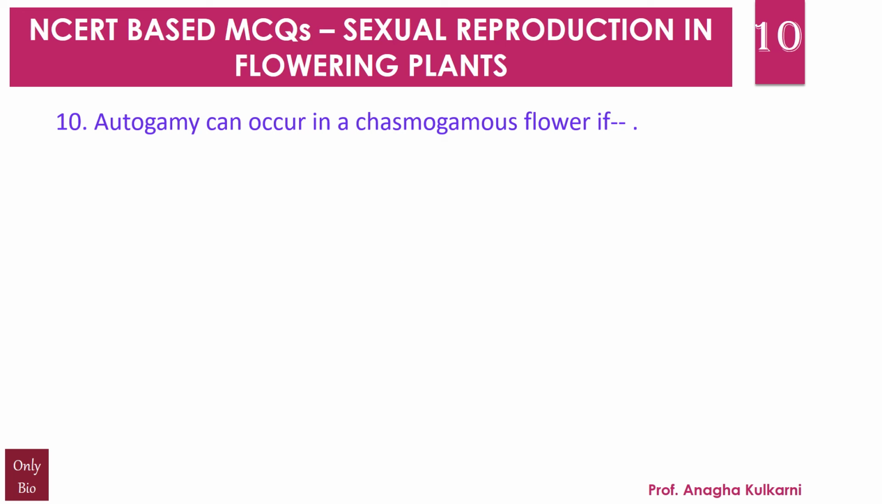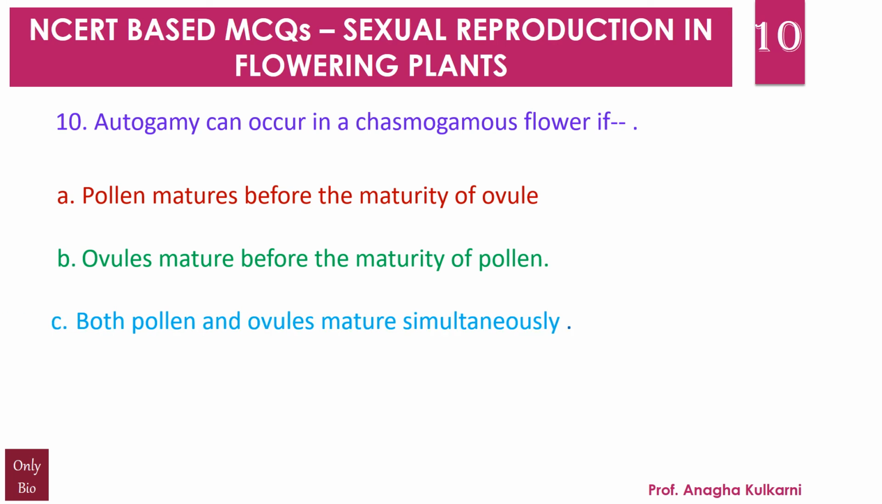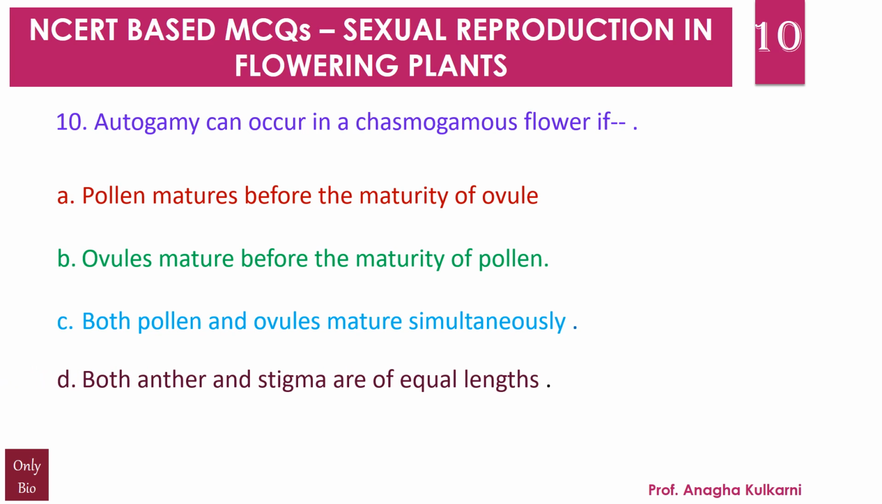Question number 10. Autogamy can occur in a chasmogamous flower if dash. A. Pollen matures before the maturity of ovule. B. Ovules mature before the maturity of the pollen. C. Both pollen and ovules mature simultaneously. D. Both anther and stigma are of equal lengths. And the correct answer for this question is C. So, autogamy can occur in a chasmogamous flower if both pollen and ovules mature simultaneously.